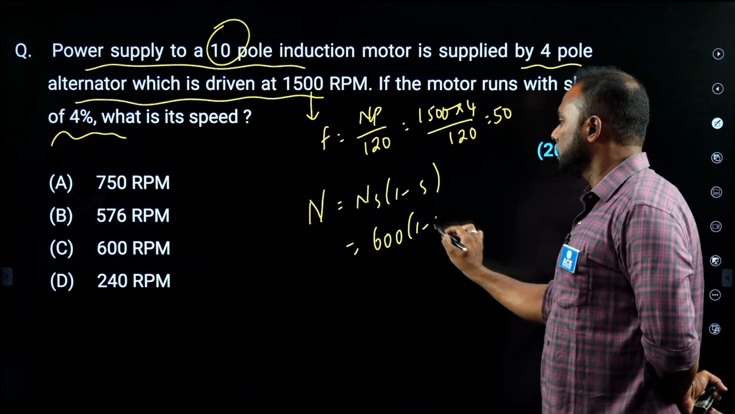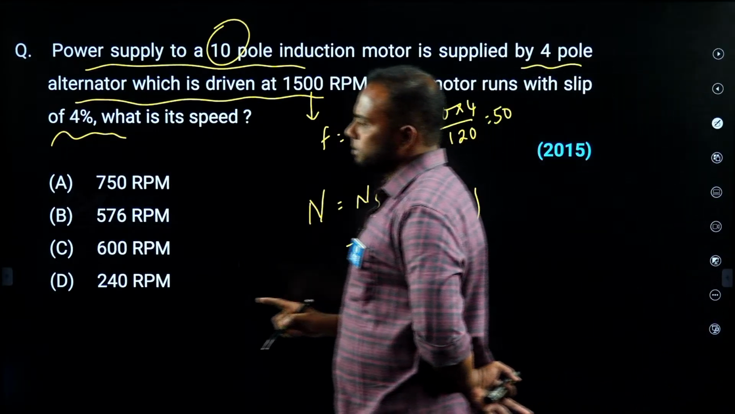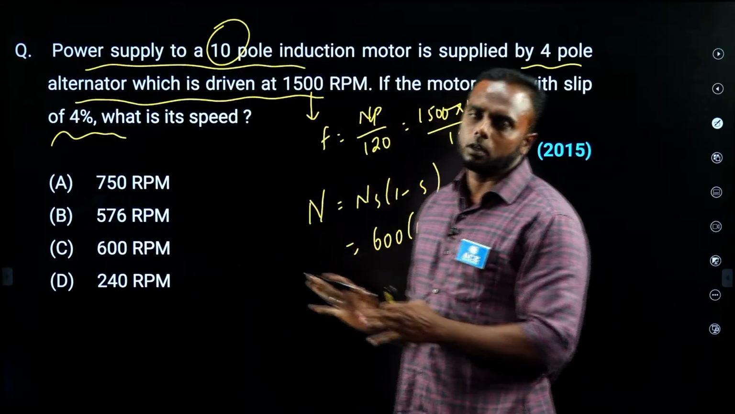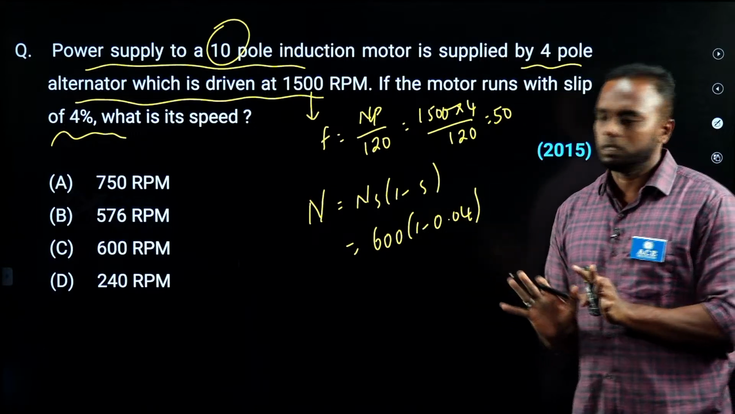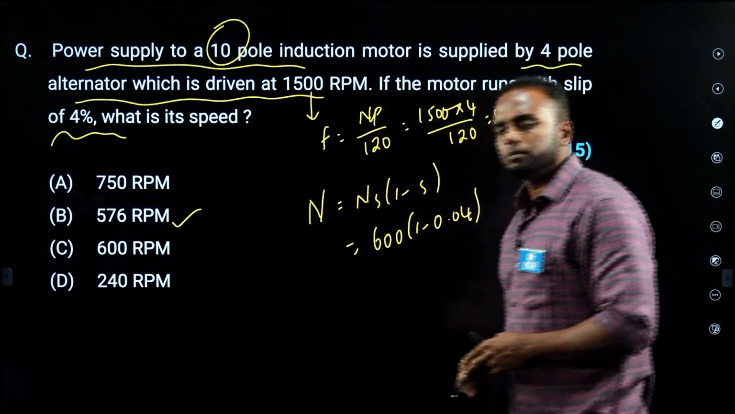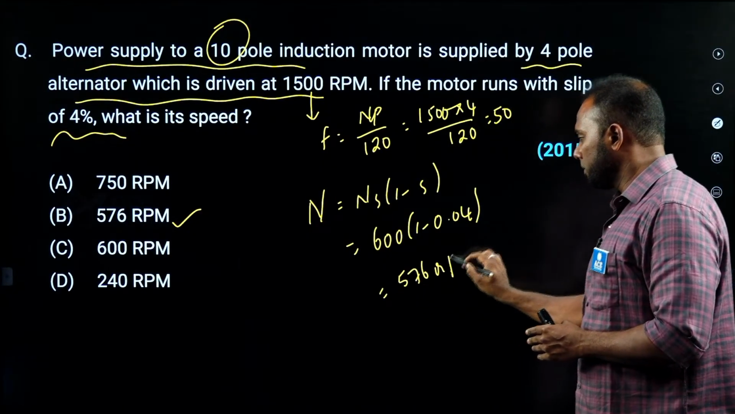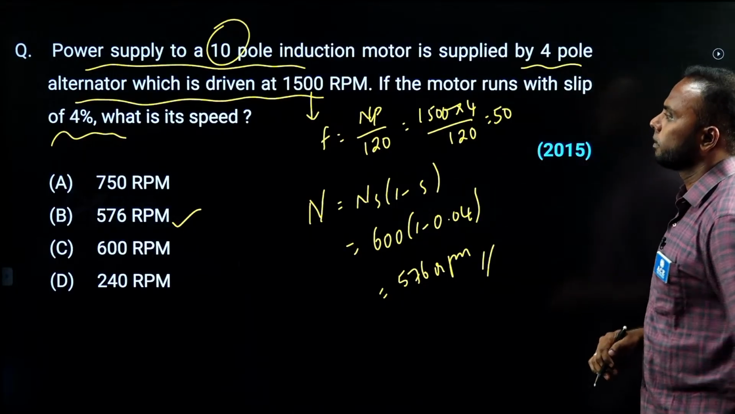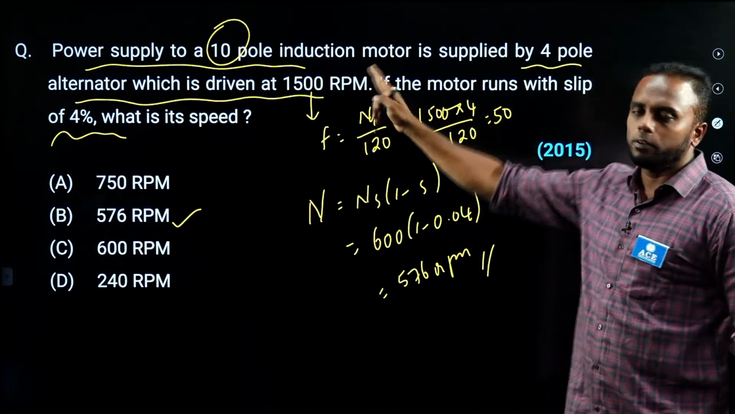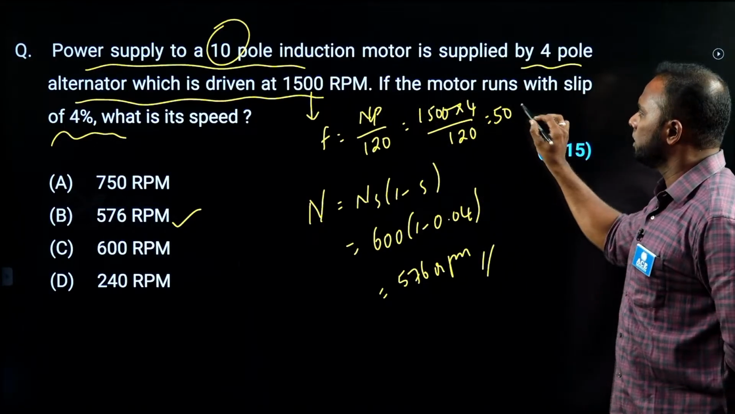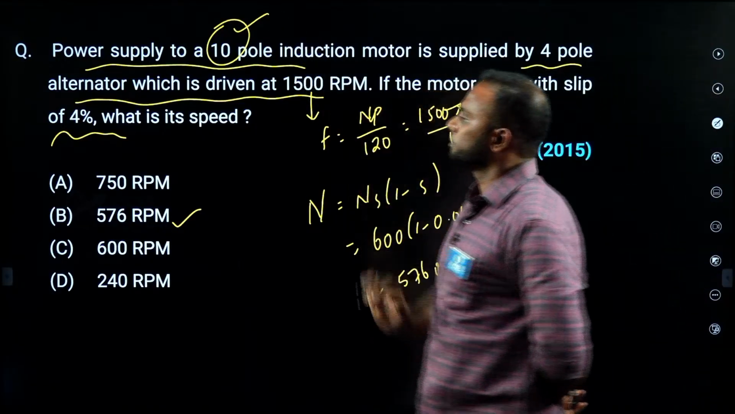Into 1 minus 0.04, since slip is 4%. Synchronous speed 600 means, remember, you can directly answer without solving: the induction motor always rotates less than that, very near to that. Then the only option is 576. Directly also you can answer this. Now if you simplify, you will get 576 RPM. Okay. Next question. So the induction motor is supplied from an alternator, the alternator is driven at 1500 and has 4 poles, accordingly 50 Hz it is. And the same is given to the induction motor, and the induction motor has 10 poles. Don't confuse in this. Next.